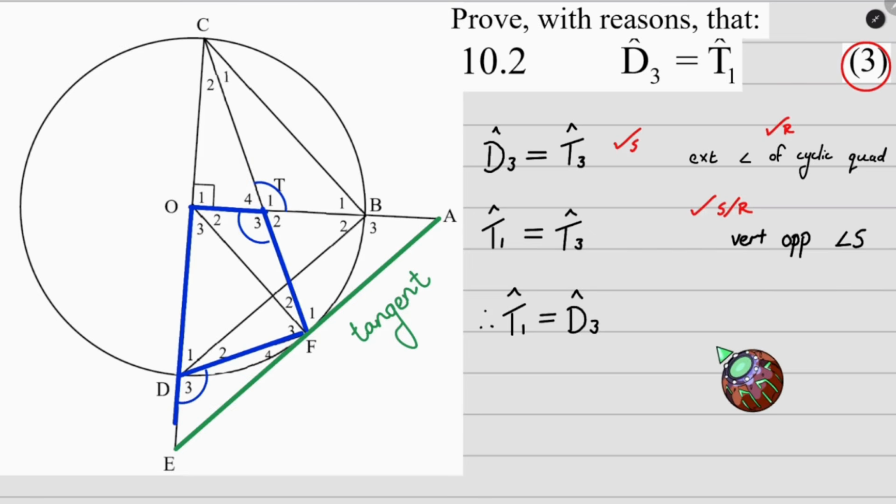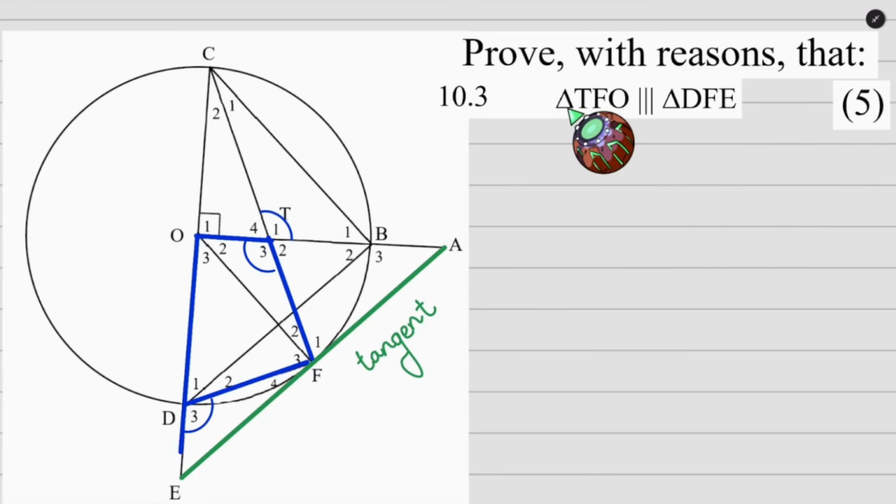And yeah, we are done. Okay, 1 mark for your statement there, 1 mark for your reason over there, 1 mark for the statement and reason for that line. Now we need to prove that triangle TFO is similar to triangle DFE.